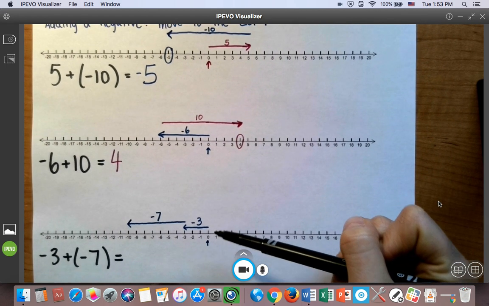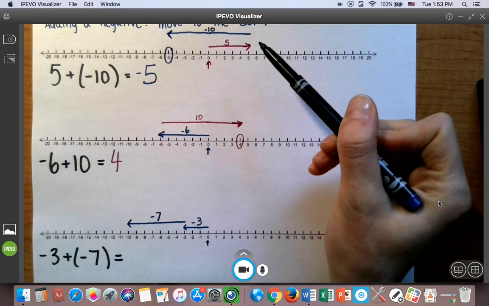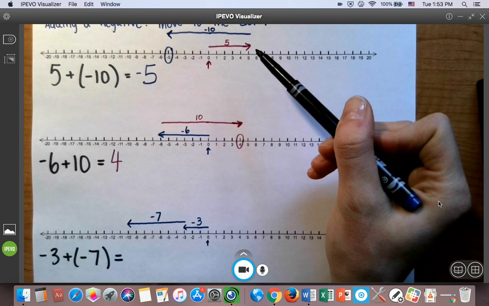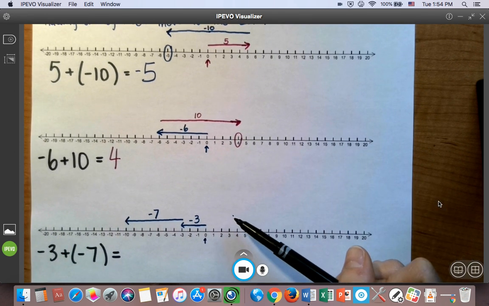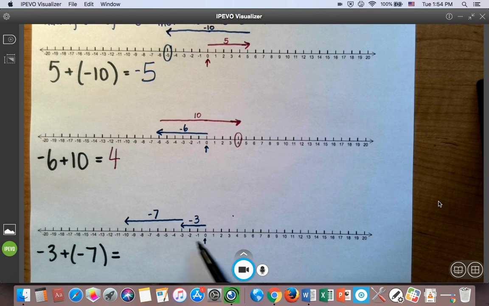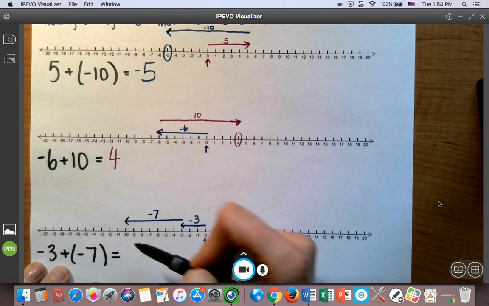Notice this is the only problem on this page where both arrows are blue. Both arrows are going the same direction. Up here, my -10 and my +5 crossed over each other. +10 and -6 crossed over each other. But -3 and -7, notice they're both going to the left because both of these numbers are negative. If you owe someone $3 and then you owe them $7 more, you're getting more and more negative. If it's -3 degrees and it's getting 7 degrees colder, your answer is going to get more and more negative.